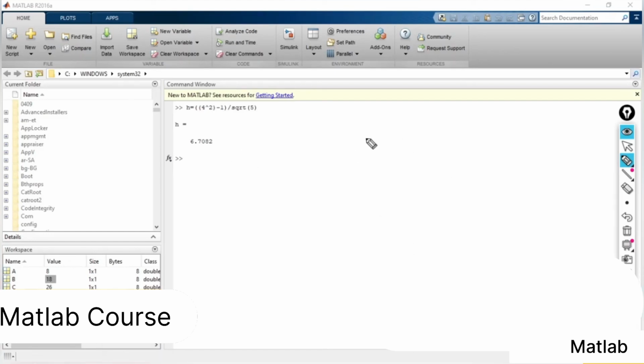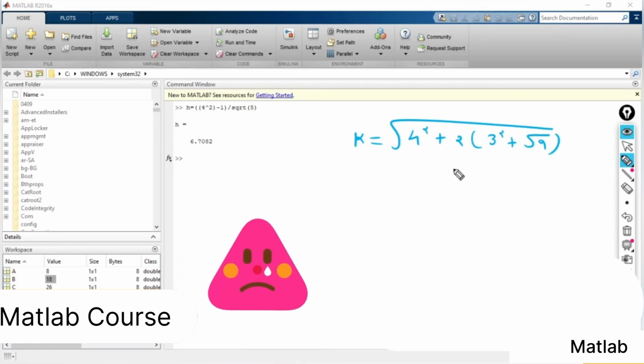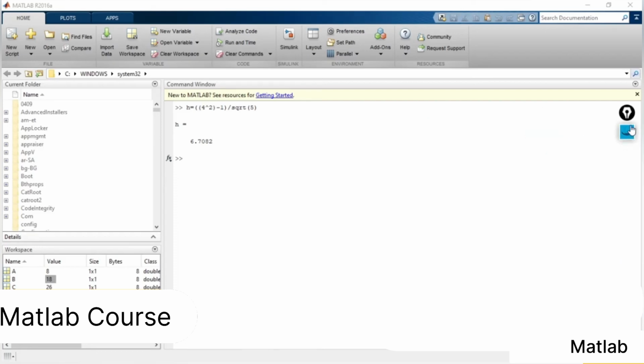So now we are going to write the equation for k. k is equal to under root 4 square plus 2 into bracket 3 square plus under root 9. I want to implement the whole thing, under root 4 square plus 2 into bracket 3 square plus under root 9, bracket over. Now let's try to implement this. The simplest way is to place brackets as much as you can, right?